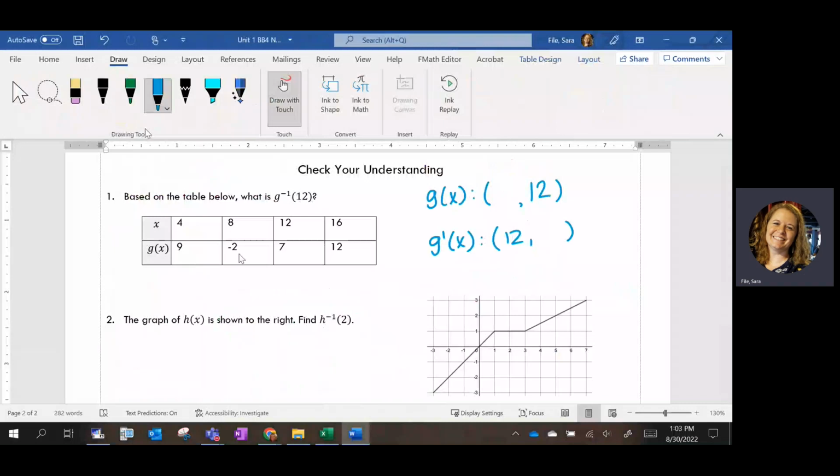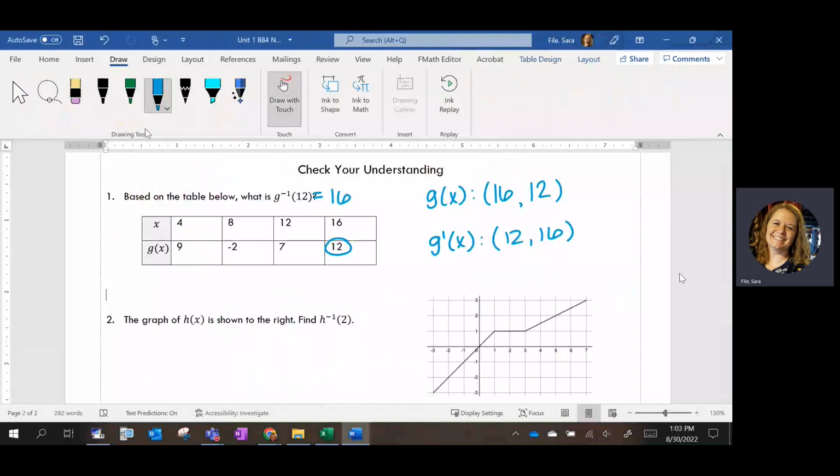Okay, so then we go back in the table and we look, in g of x, where was 12 the y value? And that would have been here. So 16, 12 was the point on the original function. So 12, 16 is on the inverse. So our answer here is 16. Do you follow? You didn't have to show this work. I was just putting that to try and explain what I was saying.